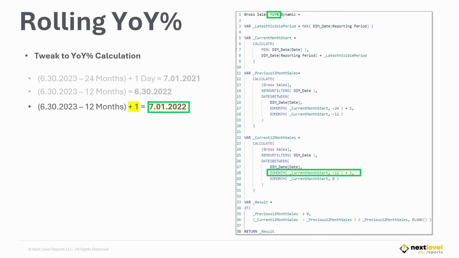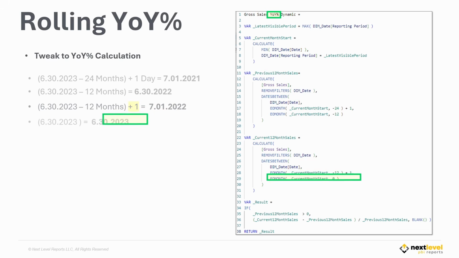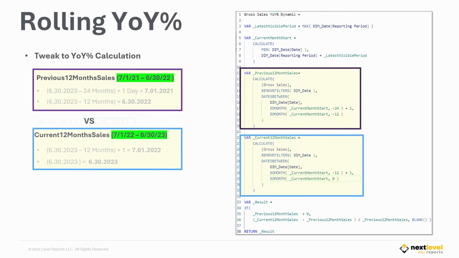Now we need our current 12-month sales. So here we're going to subtract 12 months from June 30th and then add a day to it to give us July 1st of 2022. And then lastly, we simply grab the end date of our latest visible month. It happens to be June 30th of 2023. So we now have our rolling 12-month year-over-year time periods that we can compare gross sales results between.